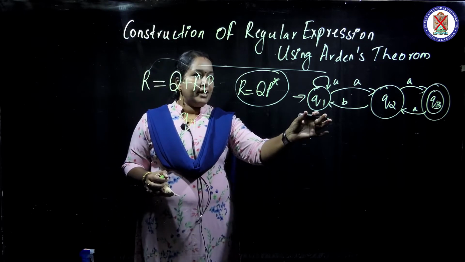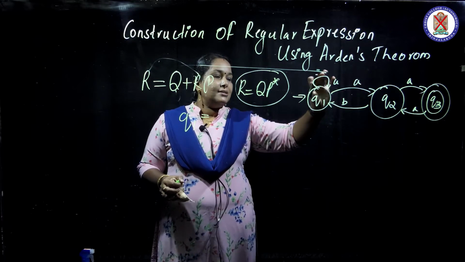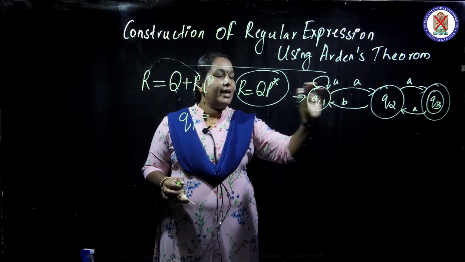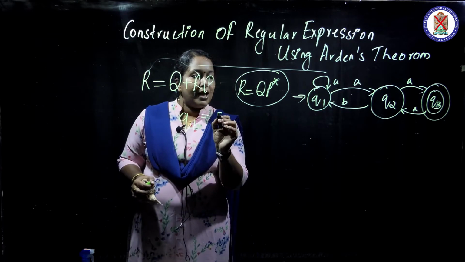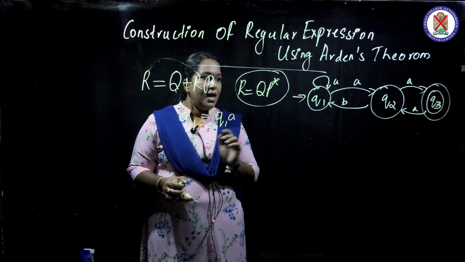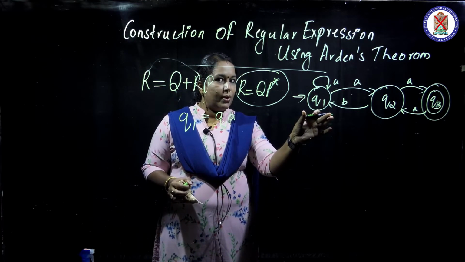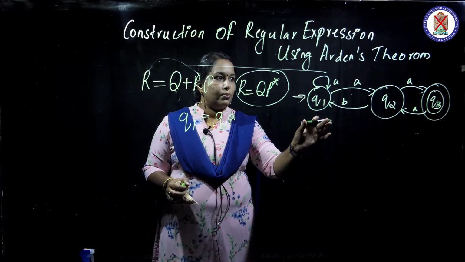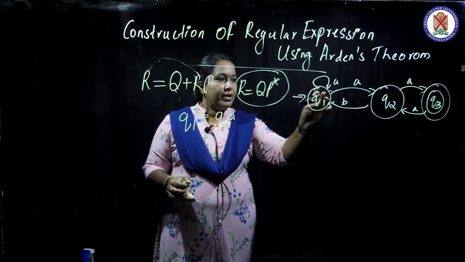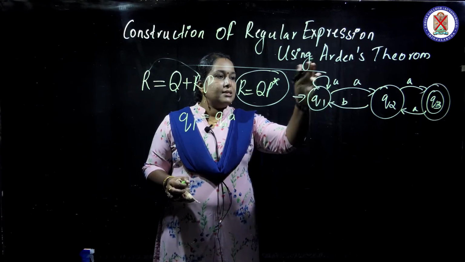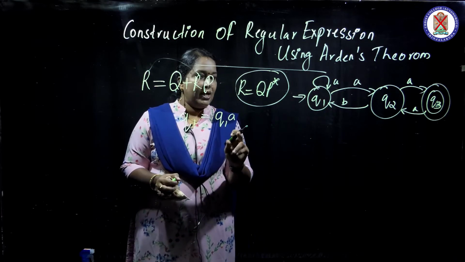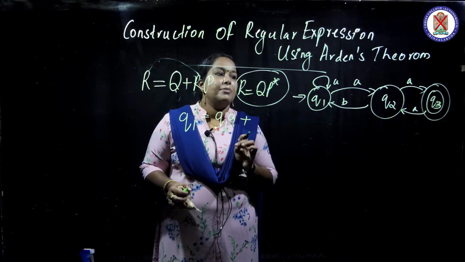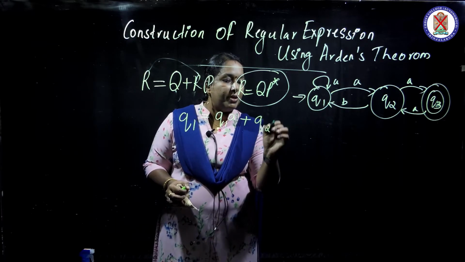Q1 is equal to, look at this. This is state Q1. We write what all symbols are coming to Q1. From Q1, A is coming to Q1 itself, it is self looping, so we write Q1A. Plus from Q2, B is coming to Q1, so Q2B.